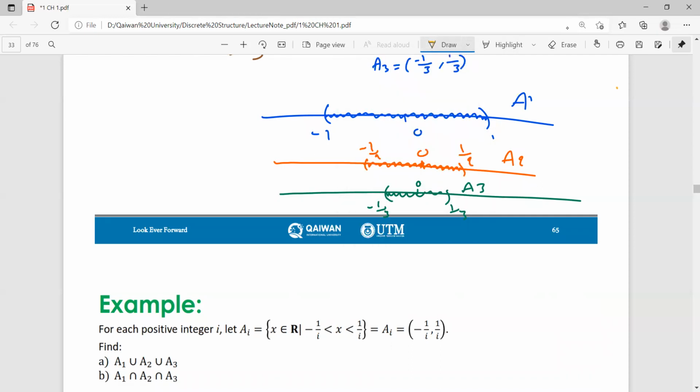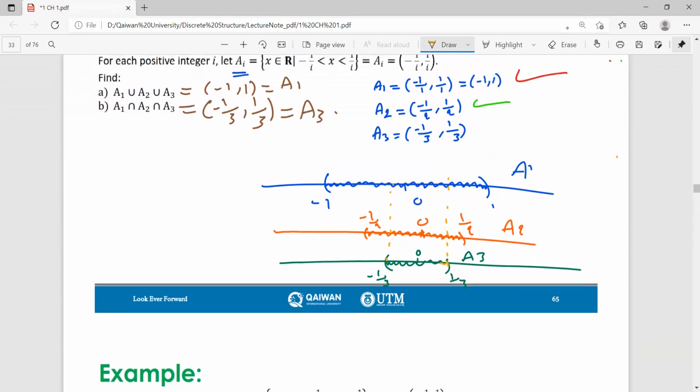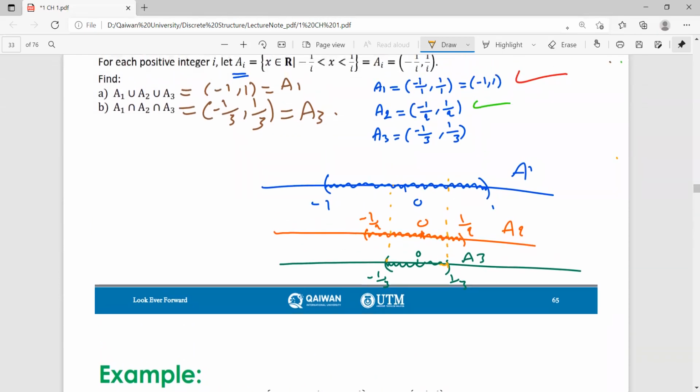Which area is in all sets? This is the smallest one, so this is contained in all sets. So what's this area? It's from -1/3 to 1/3, which is A3. So this is the intersection. The intersection is the common interval which is in all sets.